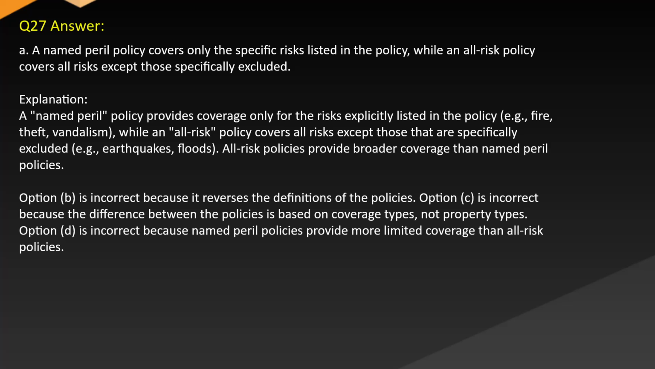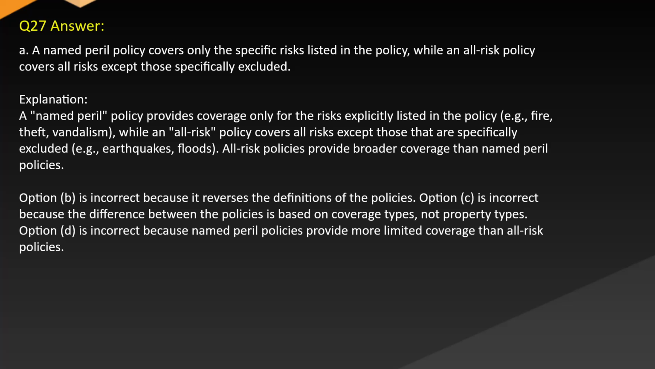Answer A. A named peril policy covers only the specific risks listed in the policy, while an all-risk policy covers all risks except those specifically excluded. Explanation. A named peril policy provides coverage only for the risks explicitly listed in the policy, e.g., fire, theft, vandalism, while an all-risk policy covers all risks except those that are specifically excluded, e.g., earthquakes, floods. All-risk policies provide broader coverage than named peril policies.